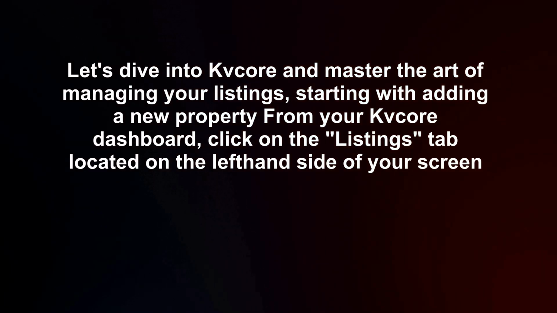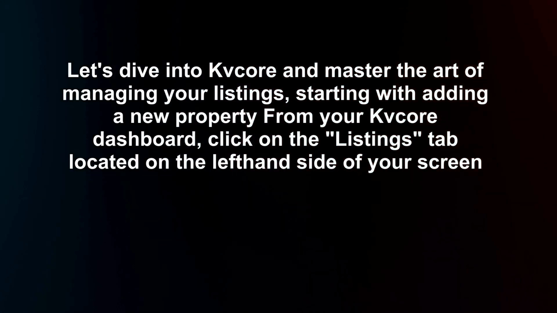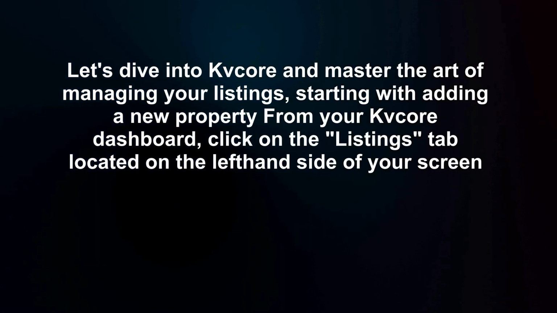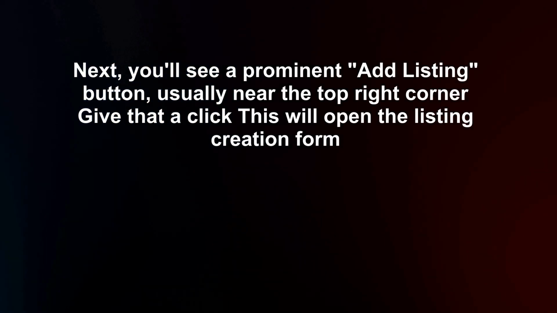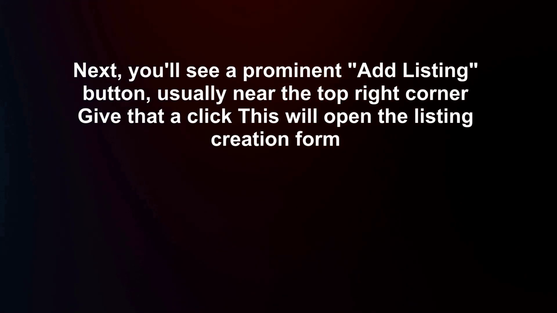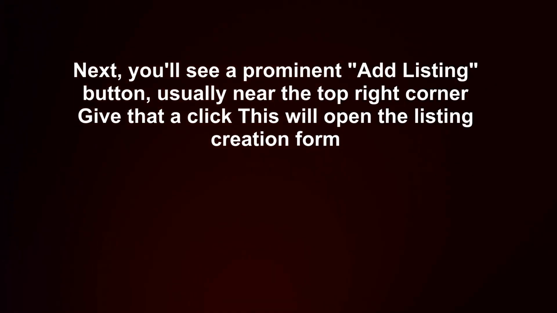Starting with adding a new property from your Kvcore dashboard, click on the Listings tab located on the left-hand side of your screen. Next, you'll see a prominent Add Listing button, usually near the top right corner. Give that a click. This will open the listing creation form.